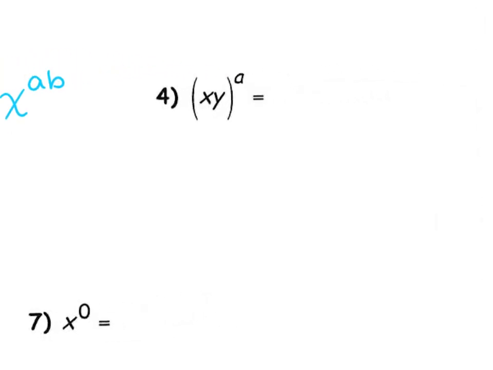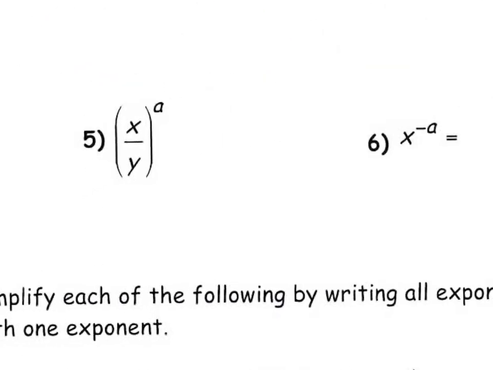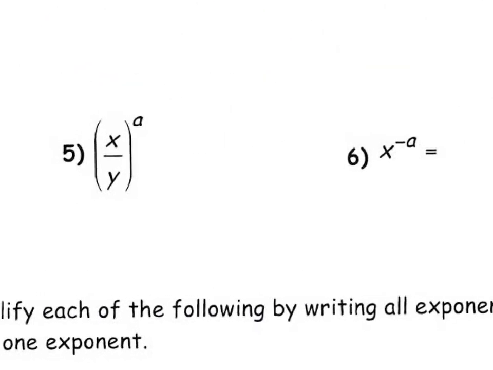And if I have x times y all to the a, that a applies to the x and the y. So that's really x to the a times y to the a. We distribute that variable into both. Sorry, that was written a little sloppy. Okay, let's keep going. We've got number 5. If I have x over y to the a, again, that a applies to both numerator and denominator. So this is really x to the a over y to the a.